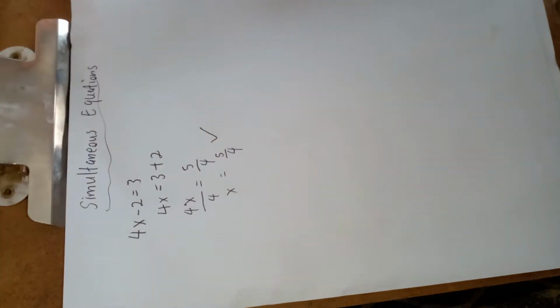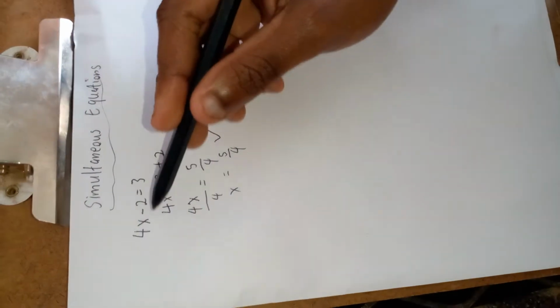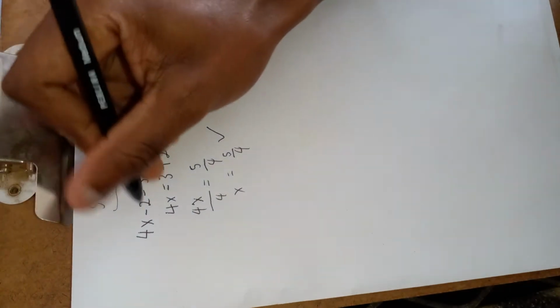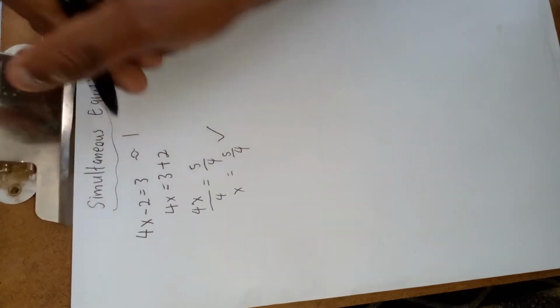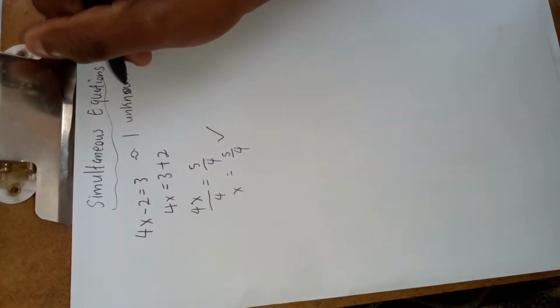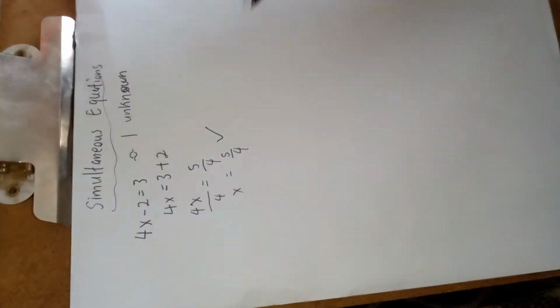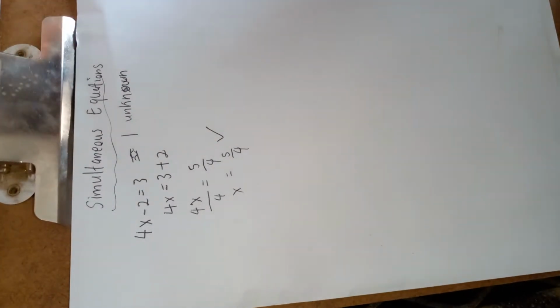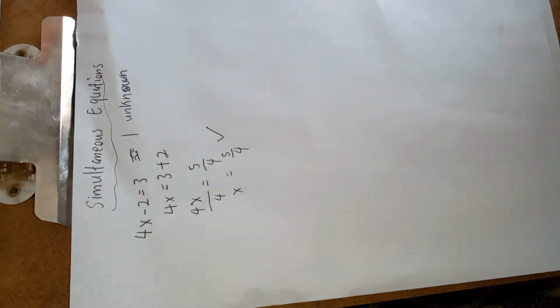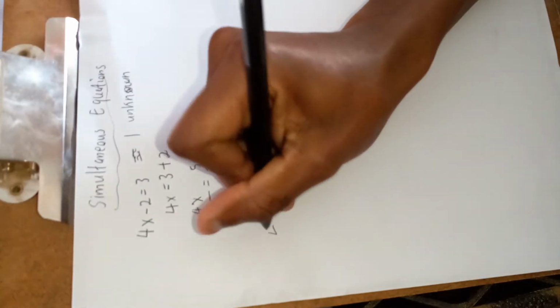So that's how you go about solving a question once it is linear, once it is more or less straightforward. Why? Because here there is only one unknown. Therefore, it is easier for you to solve it with this method. But simultaneous equations are a method that is applied whenever you have two or more unknowns.